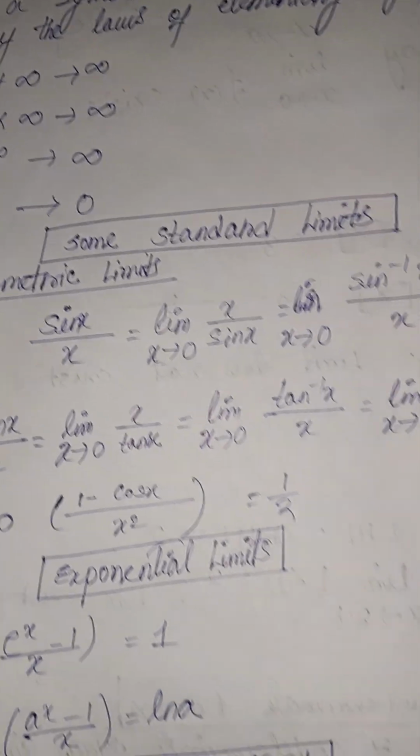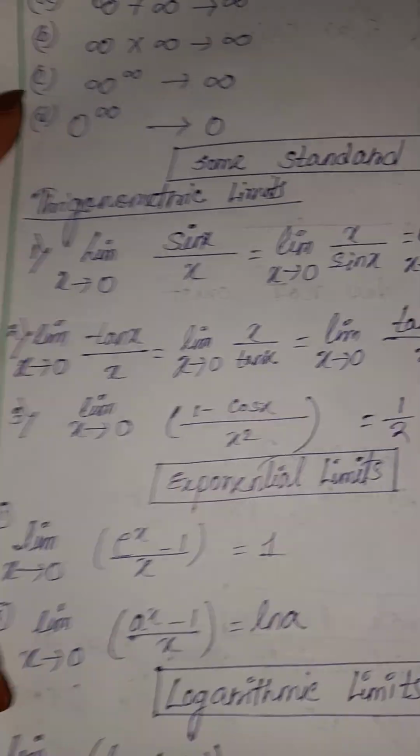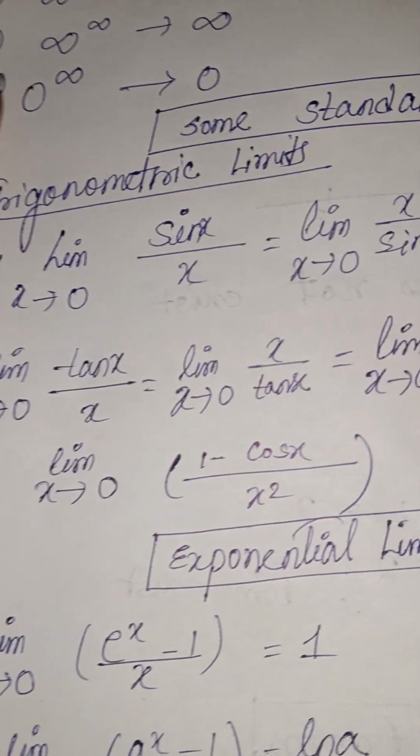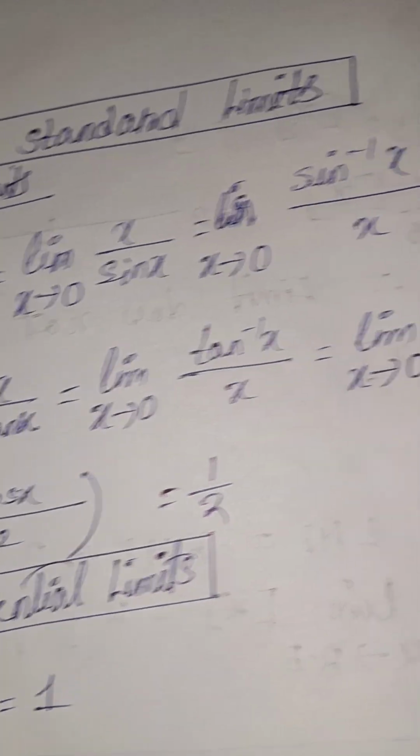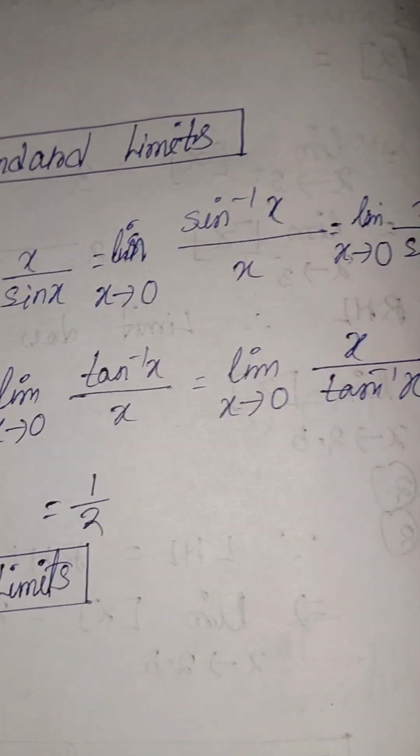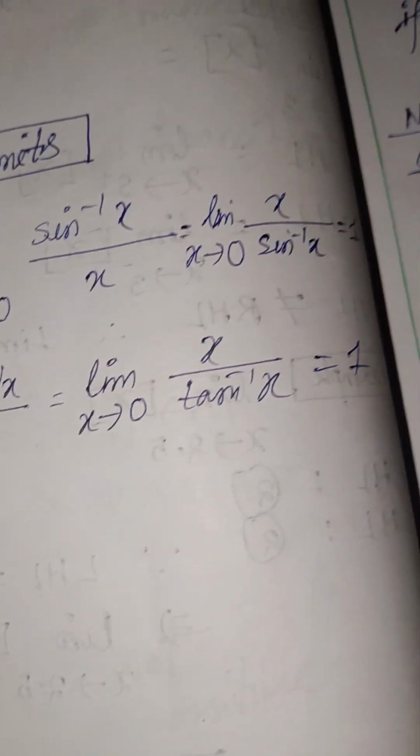Okay, some standard limits. Trigonometric limits जो है, first that is limit x tends to 0 sin x by x is equal to limit x tends to 0 x by sin x is equal to limit x tends to 0 sin inverse x by x is equal to limit x tends to 0 x by sin inverse x is equal to 1. So complete, ये सब का value हो जाएगा 1.